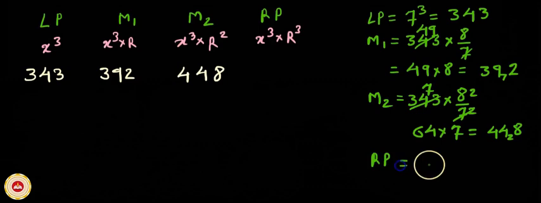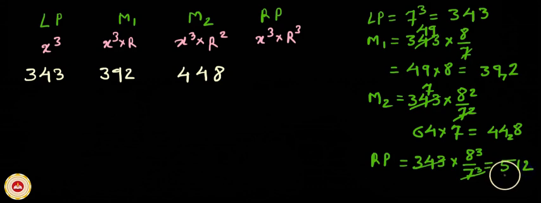What is the right part? Right part is x cube, 343, multiplied by ratio r cubed. What is the ratio? 8 upon 7, cubed. So 343 is nothing but the cube of 7. 7 cubed is 343. So let us cancel it. And 8 cubed is 512. 512, which is the value of the right part.